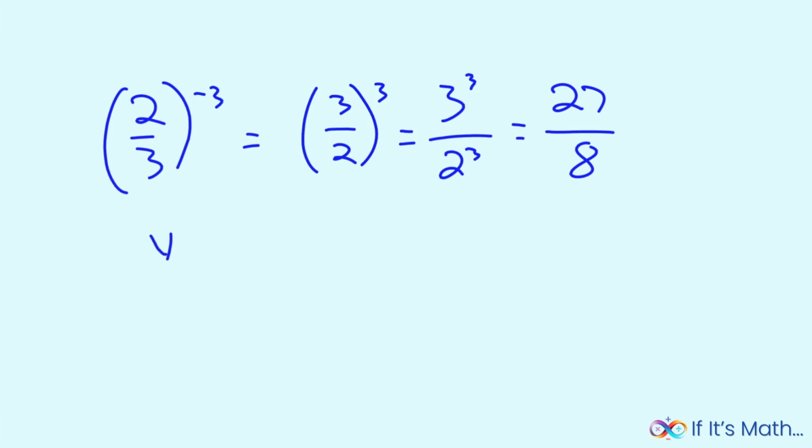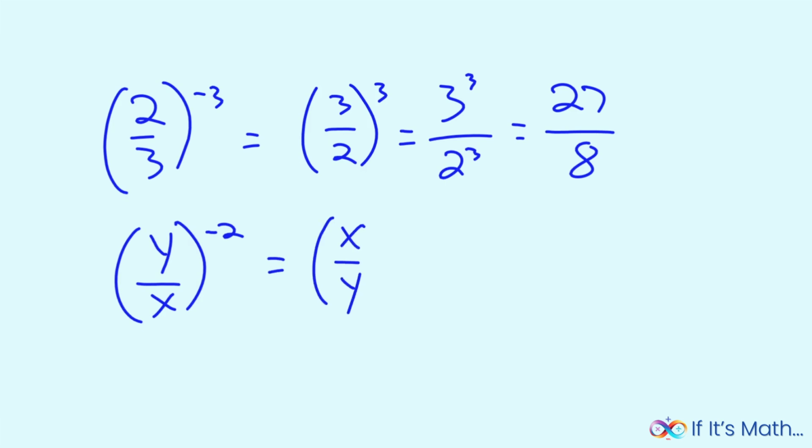Then if you had y over x to the negative second power, again, you're going to flip it, x over y to the positive second power, gives you x squared over y squared.